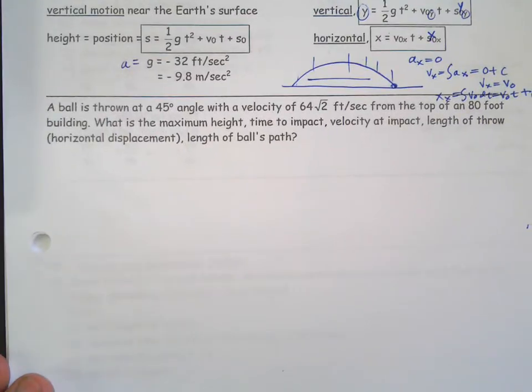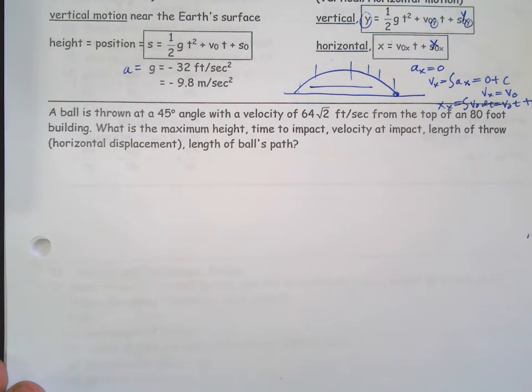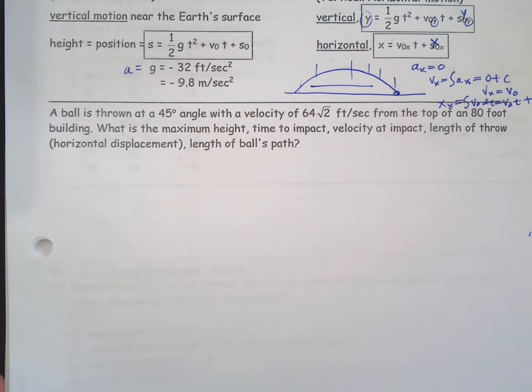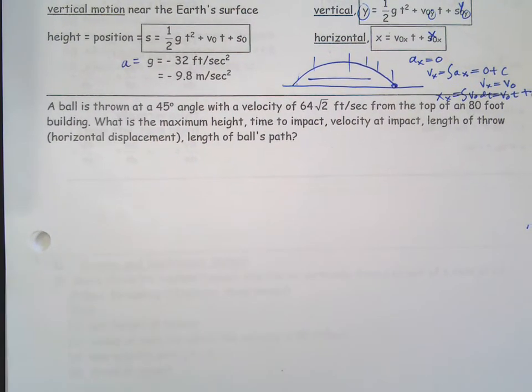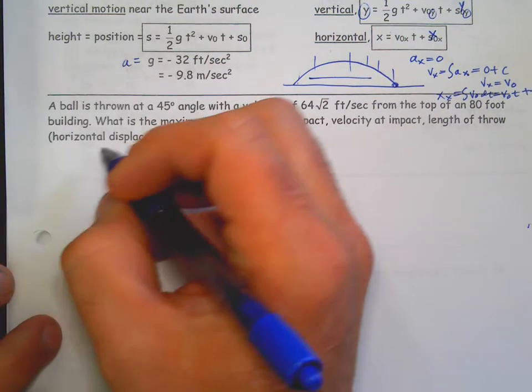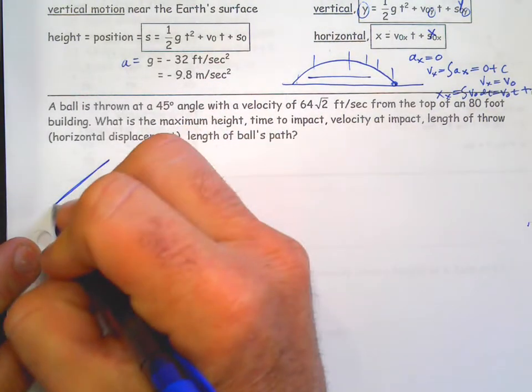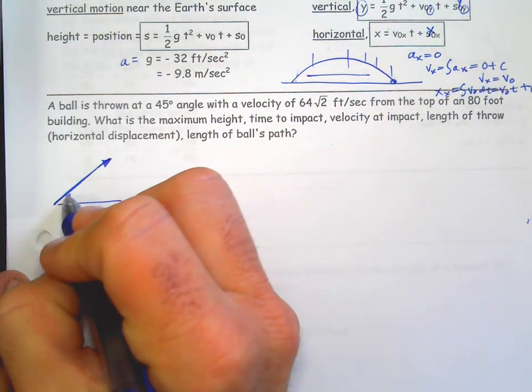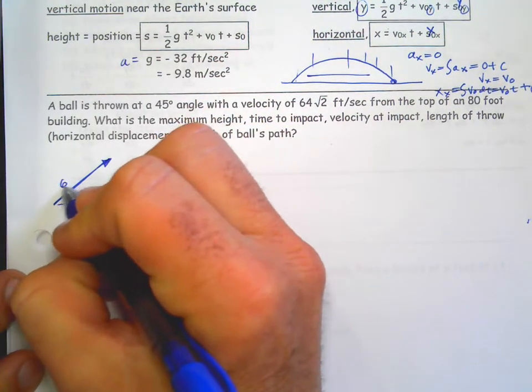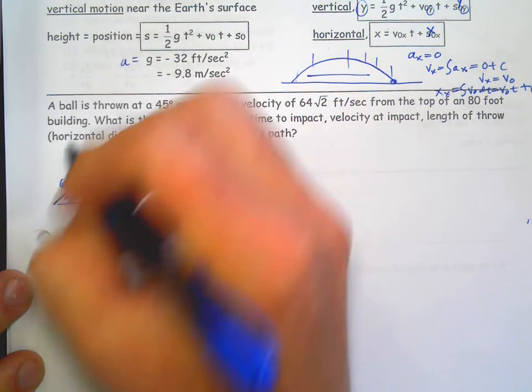So let's do an example. A ball is thrown at a 45-degree angle with a velocity of 64 root 2 feet per second from the top of an 80-foot building. What is the maximum height, time to impact, velocity at impact, horizontal displacement, and length of the ball's path? So a lot of the same questions that we've answered before.